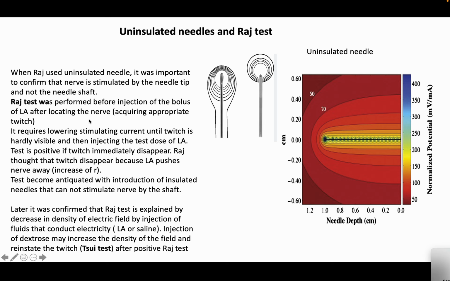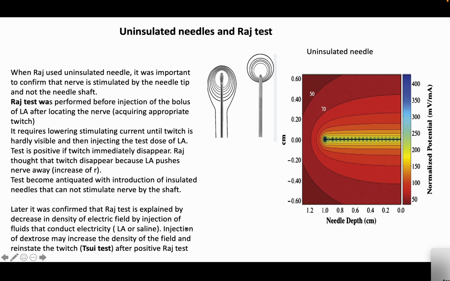The Raj test was injecting a little test dose before the full bolus. And before he would inject this test dose, he would lower the current until he hardly sees a twitch. And the idea was when he injects just a few ml, the twitch will disappear. He thought that if the nerve is in front of the tip of the needle, by injecting local anesthetic he would increase the distance, and the current would now be below the threshold, and the twitch dissipates. While if he would inject and the twitch doesn't disappear, then he probably stimulates the nerve with the shaft. So it's not entirely true, and I'll explain why. And then basically this test became antiquated because now we use only insulated needles, and we don't have this issue.